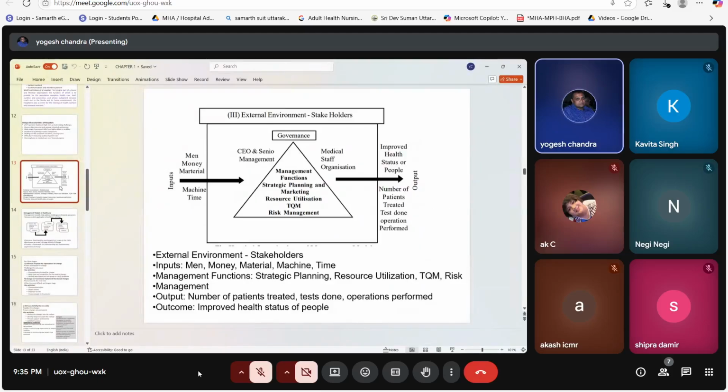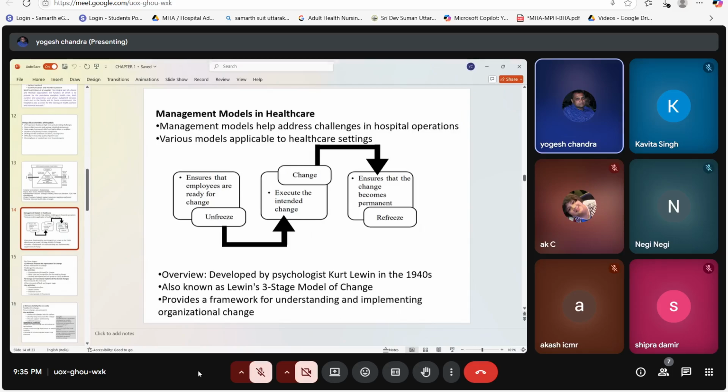Stakeholders, input, process, and the output. As I told you, in management, initially we used only three components, that is the input, process, and the output. But in the healthcare sector, or now in management, in terms of Six Sigma and all that, we are now using this model, that is the CPOP. And after this model, we talk about some management models in healthcare also.